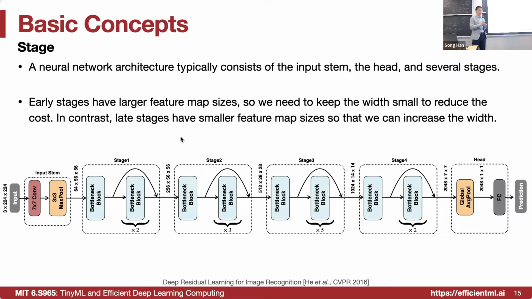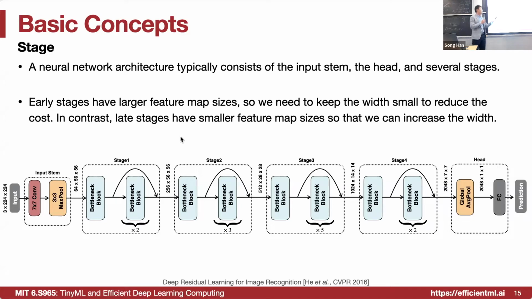So let's first introduce several concepts. The first is stage. Okay, so a neural network architecture consists of the input stem, which is usually a large kernel to increase the receptive field, since this is the first layer with high resolution. So the number of channels is really pretty low, okay, so that we don't have a lot of computation over here. And usually, this is a strided convolution and then followed by a pooling, which can aggressively downsample the resolution from 224 to something like 56.